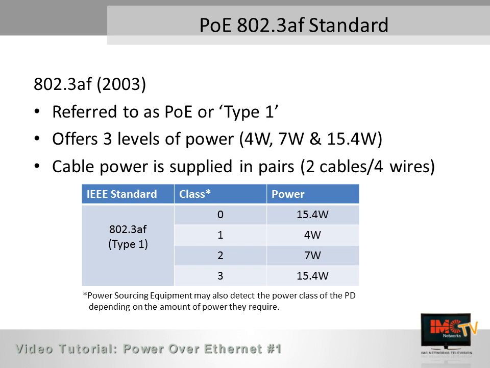There are different types of PoE. The first type, Type 1, offers 3 levels of power, 4 watts, 7 watts, and 15.4 watts. In the table below, you can see the classification of 0 through 3 levels.